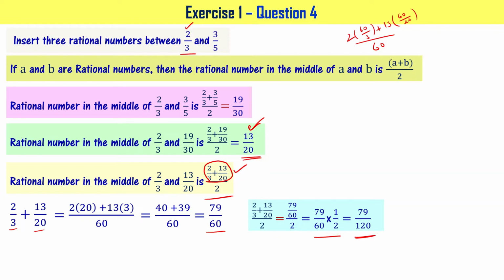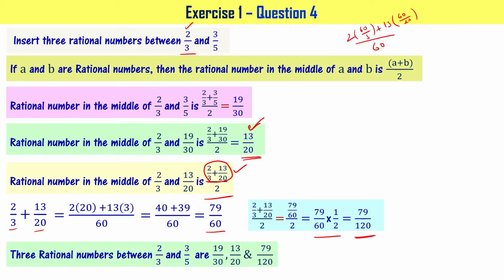right? Let's write that. So three rational numbers between 2 by 3 and 3 by 5 are 19 by 30. That is the first number we got. And the second number is 13 by 20. And the third number is 79 by 120, right? These three numbers we could insert using the mean method. Got it?